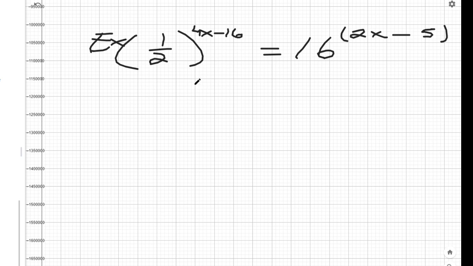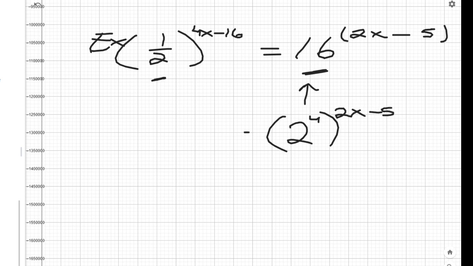Okay, so same thing as before. You want to make these two bases the same. So the number that I'm thinking of is 2. Let's change 16 so it has a base of 2, but without changing the value. So I'm going to do 2 to the 4th. 2 to the 4th is 16. Don't forget, 2 to the 2x minus 5 is equal to. On this side, I have to choose a 2, but it has to be the same thing as 1/2. So 2 to the something is 1/2. Well, it's going to be negative 1. 2 to the negative 1 is a half. 2 to the 4x minus 16.